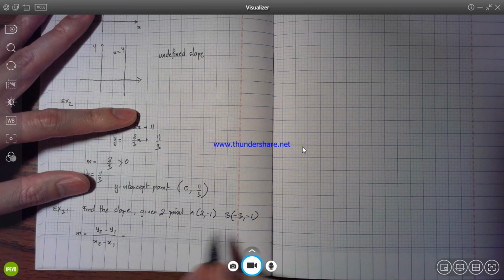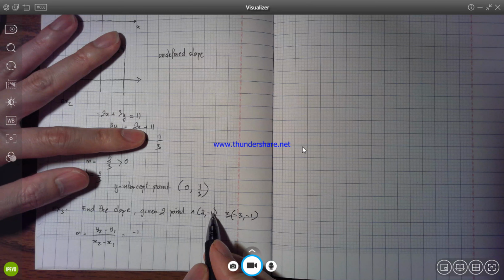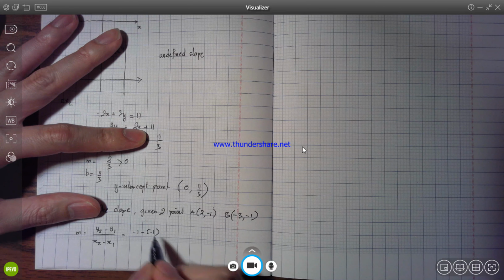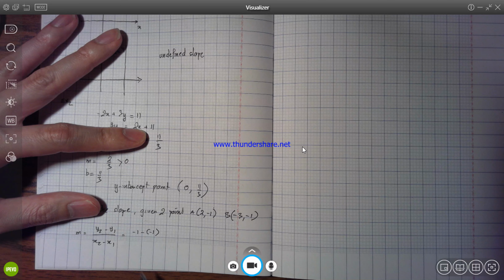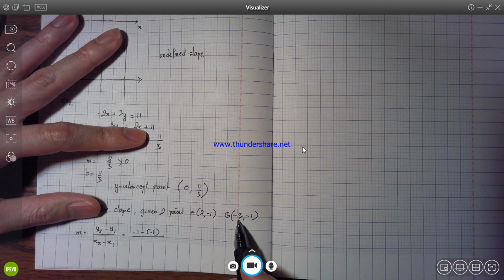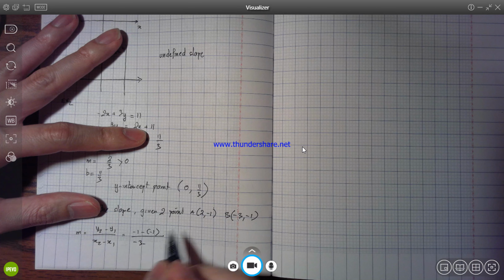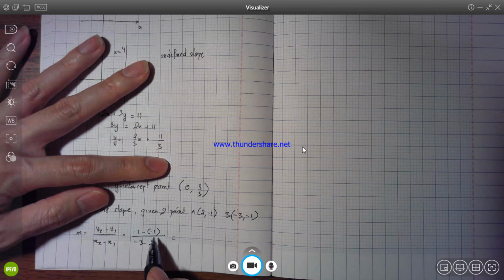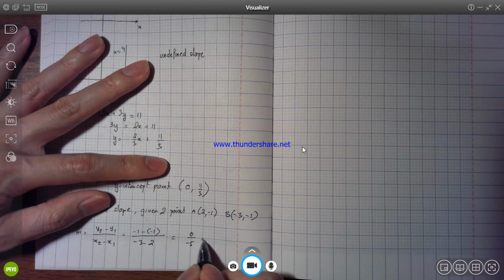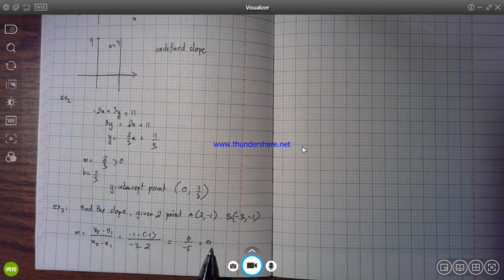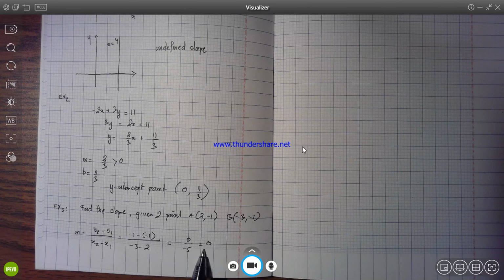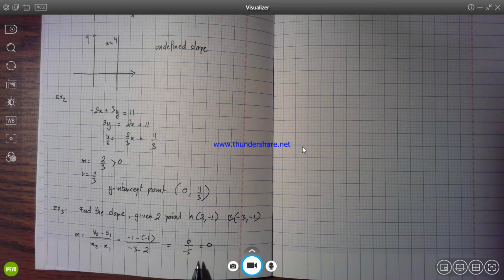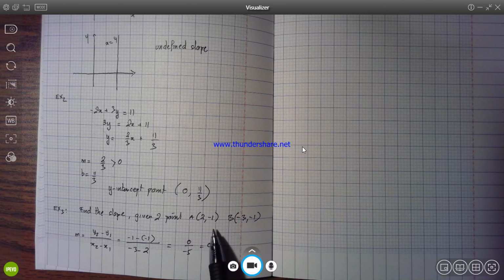So y2 will be negative 1, y1 is minus 1, right? And x2 minus x1: x2 is negative 3 minus 2, so negative 5. The numerator is 0 over negative 5. So the slope over here is 0. It looks like the line with this slope will be a horizontal line, and that horizontal line will go through the point negative 1.